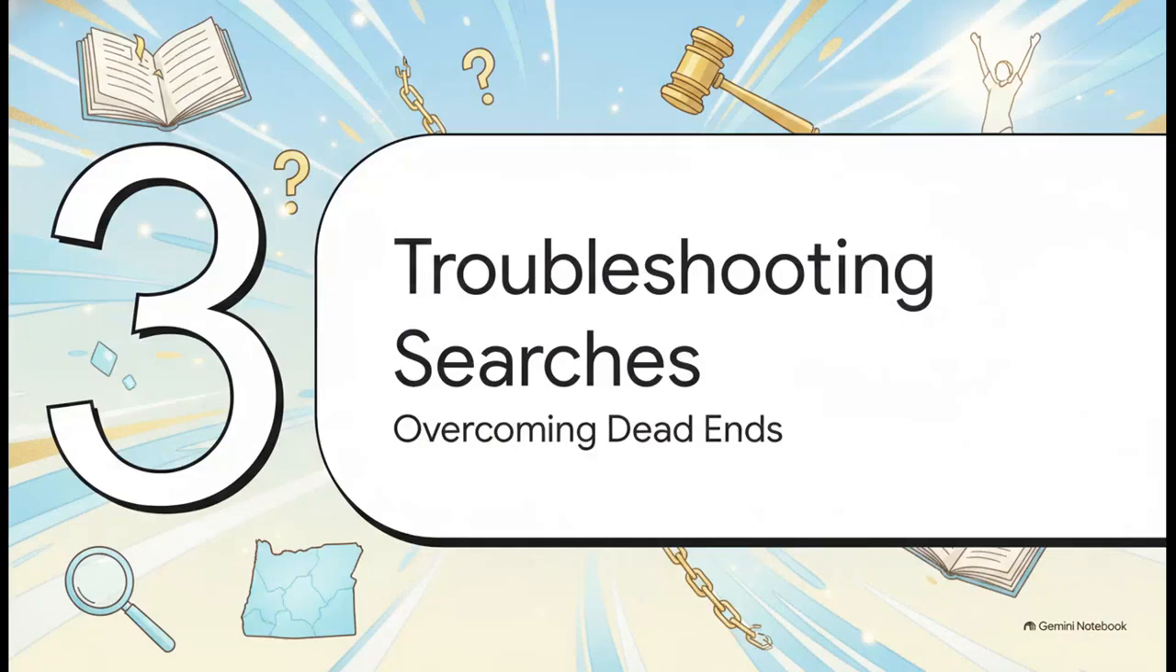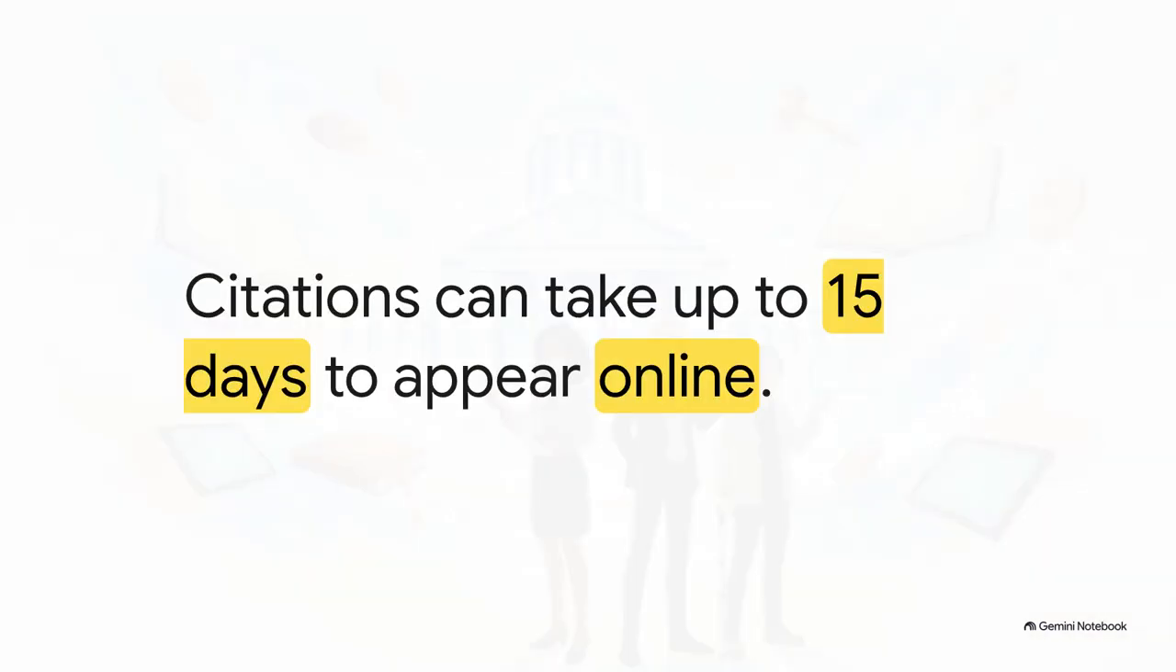Section 3. Troubleshooting your court search. So, what happens when things go wrong? Well, our first major hurdle is system latency. Let's say you or someone you know recently got a traffic citation, and you want to look it up to pay the fine through the OJD Court's e-pay system. If it's missing, do not panic.